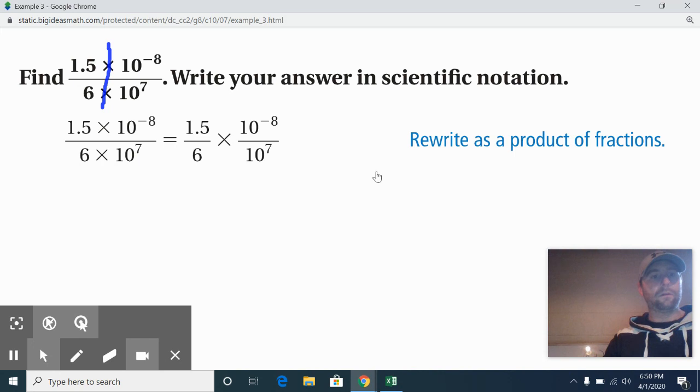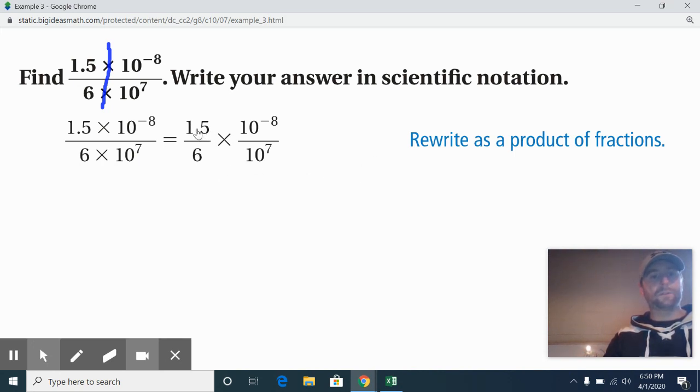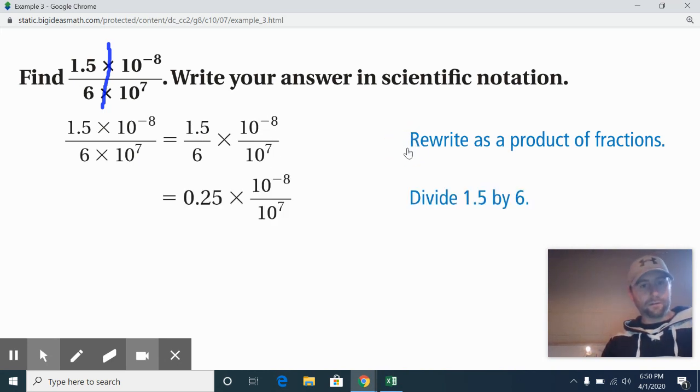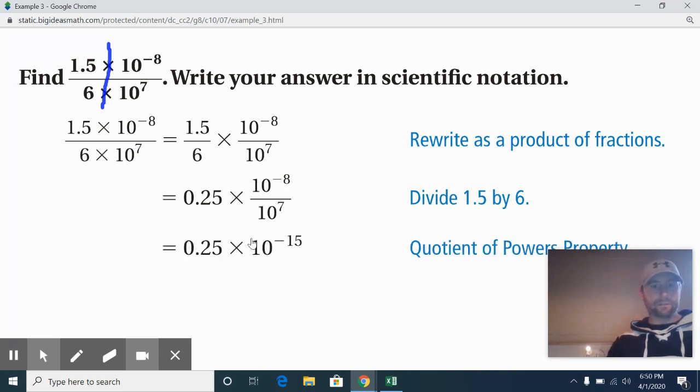Here we go. Here they kind of split it up for you just like I did a little bit. So like 1.5 divided by 6, and then the 10 to the negative 8th divided by the 10 to the 7th. What does that give us? 1.5 divided by 6 gives us 0.25. Now remember, we're going to subtract negative 8 minus 7. Okay, so that gives us a new exponent of negative 15.